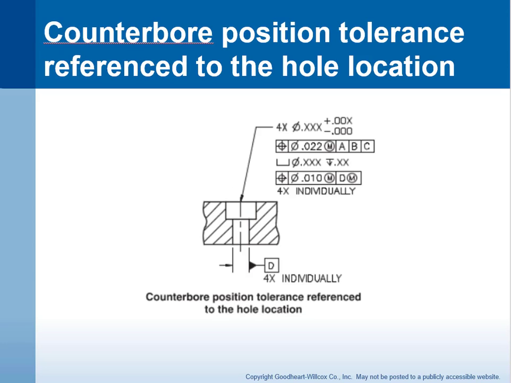Now this last one, what we're doing here is we have here's our hole, here's our true position of the hole to our datum reference frame A, B, and C. And then here's our counterbore callout, and then we have a separate feature control frame on that back to D, D being the hole. Okay, so for places individually, we're going to be checking the location of the counterbore with respect to the hole.